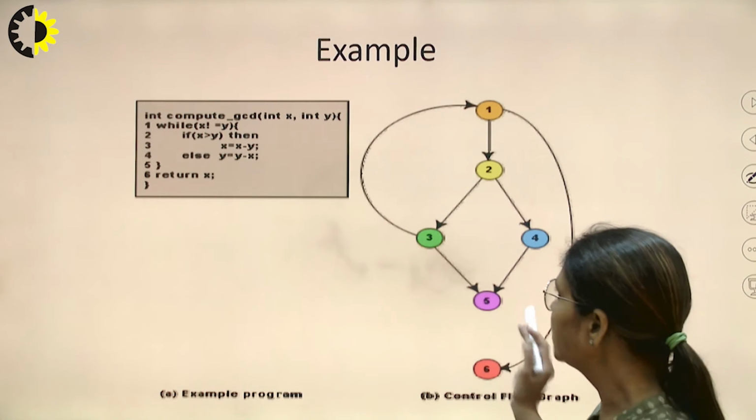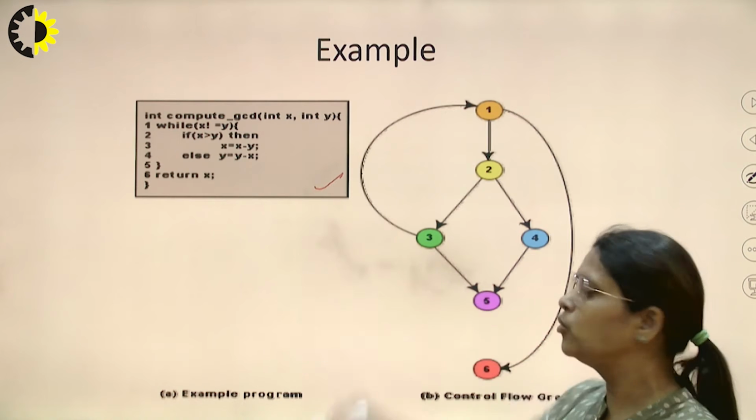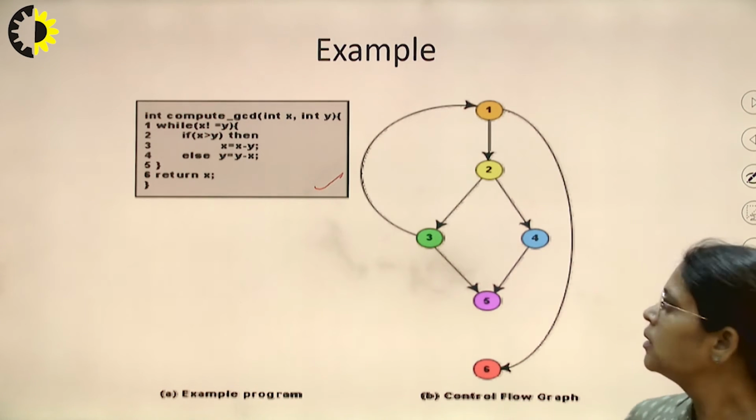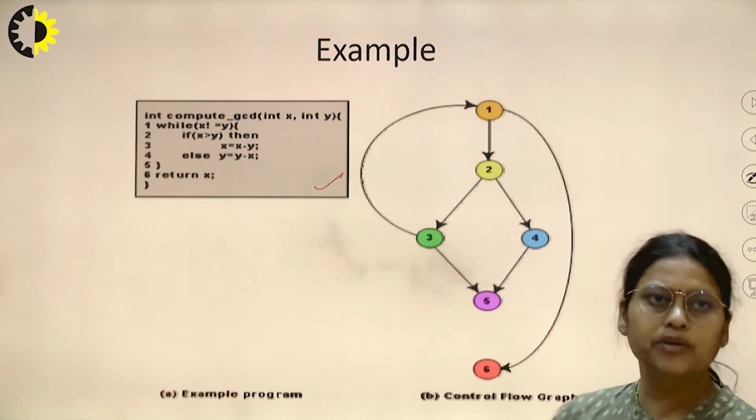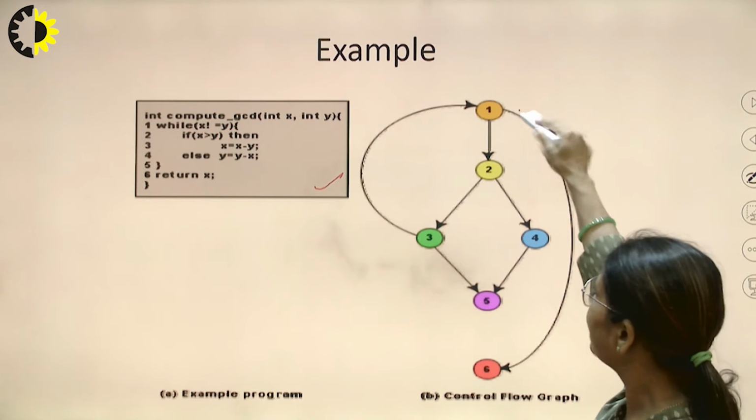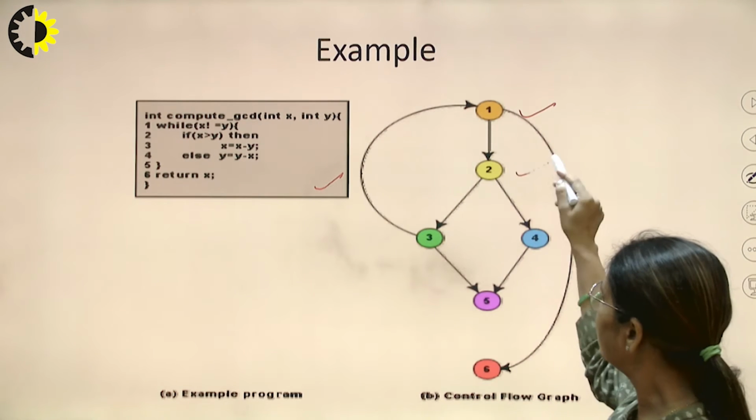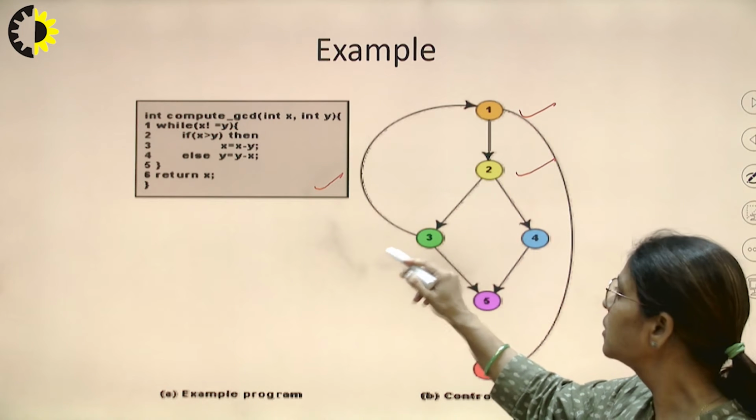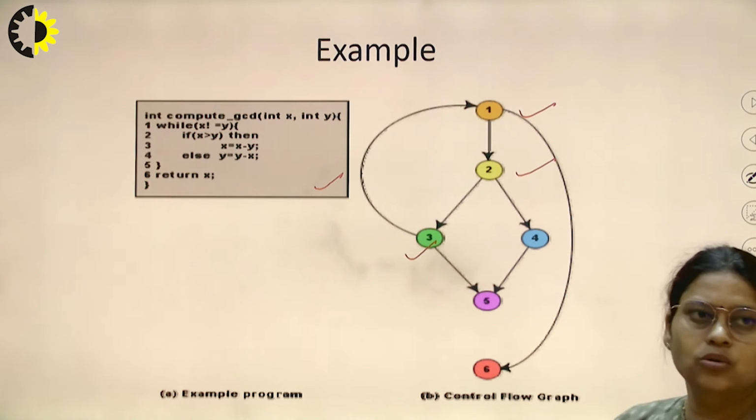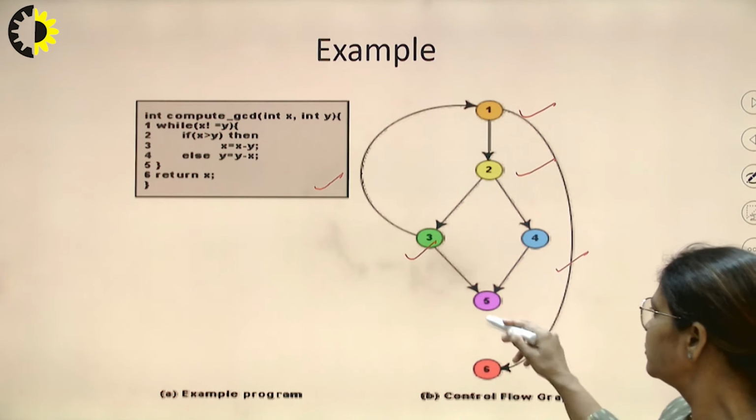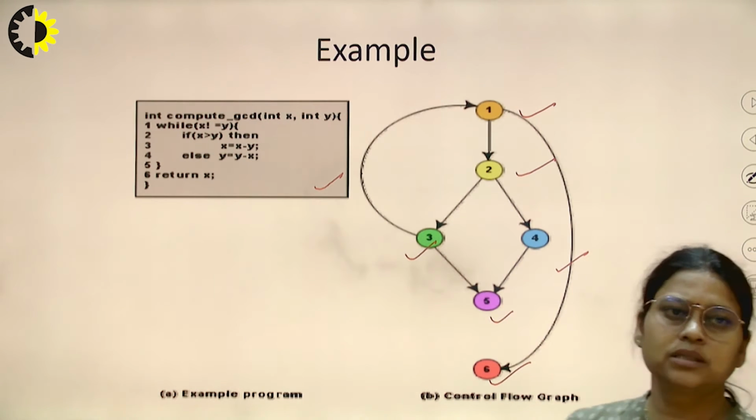Let's take one example. This is a program to compute the GCD of any given number. We just convert this program into a CFG. This is our while statement. Then the if statement, and if the condition is true, then execute statements 4, 5, and then it executes 6.